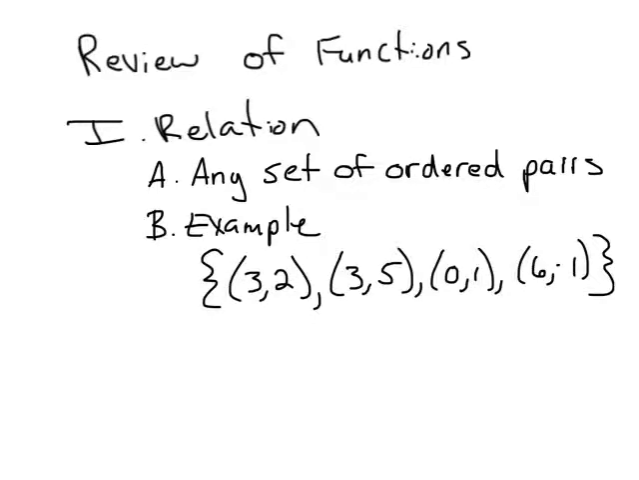An example is here. This is a set of coordinate pairs: (3, 2), (3, 5), (0, 1), (6, -1). And this is an example of a relation. I don't even have to look at the x values. It doesn't matter that they repeat. Any group can work as a relation, so there's no pattern to it and there's no restrictions.